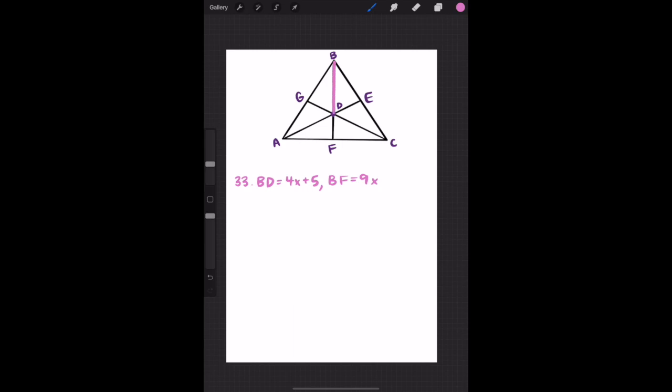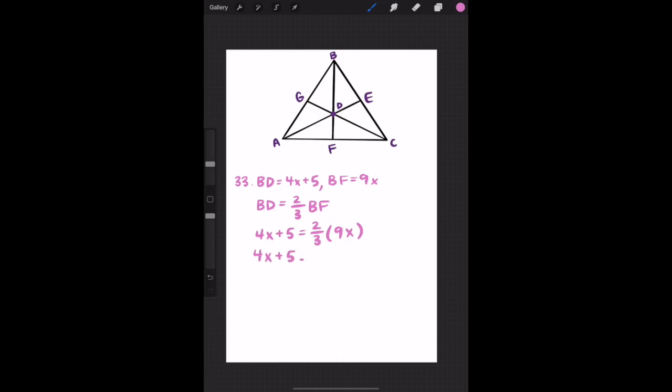All right, number 33, I'm highlighting which ones we know about. So we know BD and BF. So BD is 2/3 of BF. And then I'm just going to fill in or substitute the equations. So BD is 4x plus 5, which equals 2/3 of BF, which is 9x.